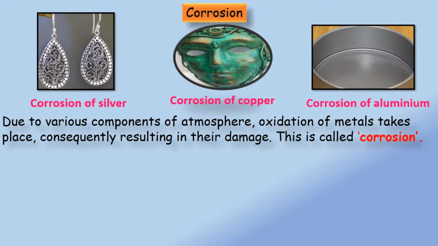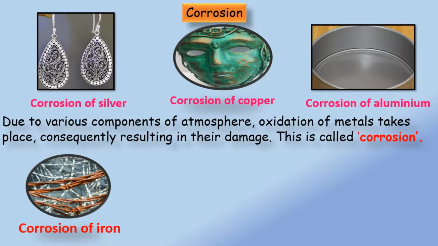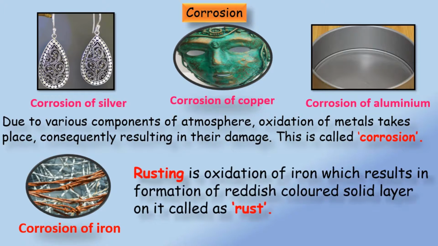The process of aluminum corrosion is known as oxidation. The resulting aluminum oxide is a thin, hard layer of dull grey coating, as you can see here in the picture. Corrosion of iron and its alloys is called rusting. Rusting process is actually the oxidation of iron metal, which results in formation of a reddish colored solid layer on it called rust.